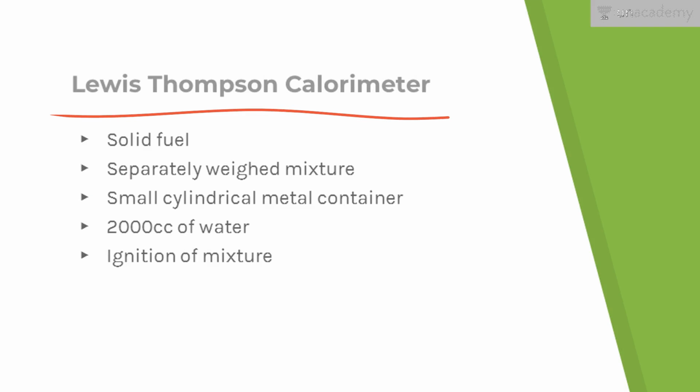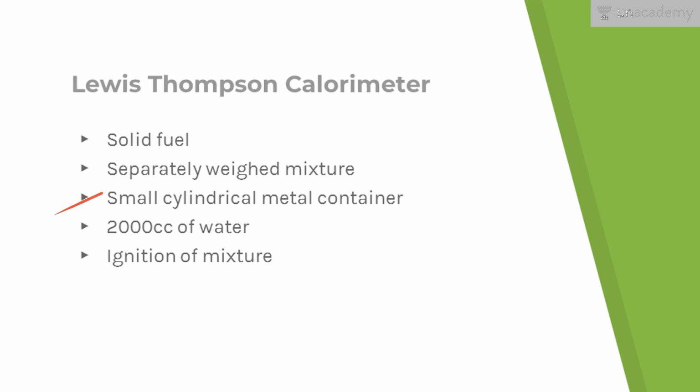So let's start with the Lewis-Thompson calorimeter. This calorimeter is used for the purpose of finding the calorific value of a solid fuel. So we can use coal, coke or anything here. Firstly, the coal or the fuel, potassium chlorate and potassium nitrate are separately weighed and mixed together, and they are ground in a crucible to obtain a smooth, uniform mixture.